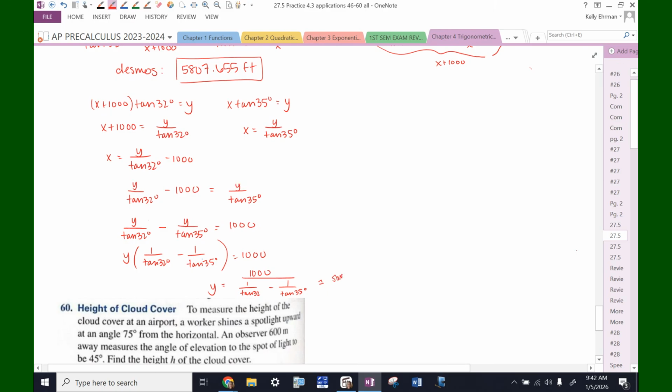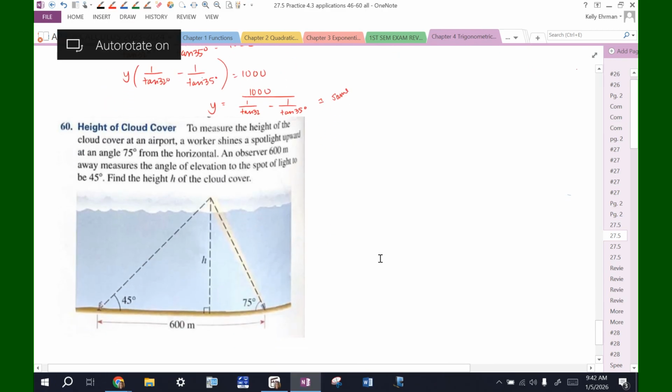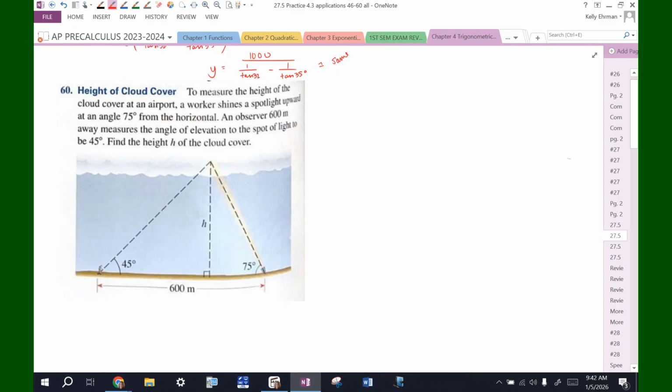All right, number 60. They gave us a picture. That's nice. To measure the height of the cloud cover at an airport, a worker shines a spotlight upward at an angle of 75 degrees from the horizontal. An observer 600 meters away measures the angle of elevation to the spot of the light to be 45 degrees. Find H, the height of the cloud cover.